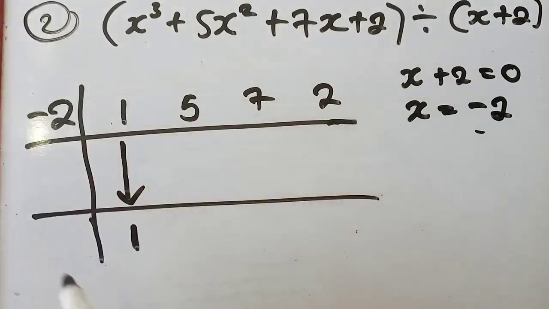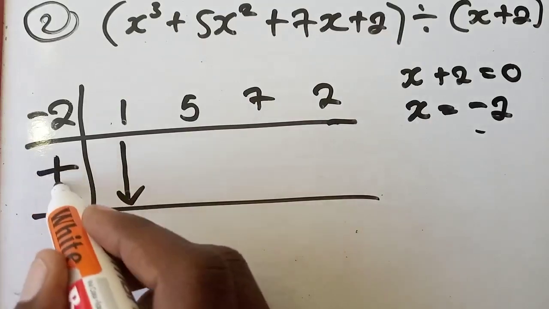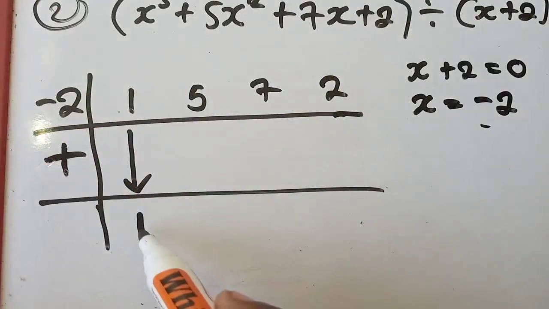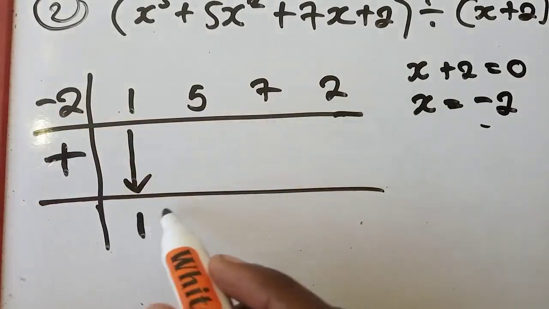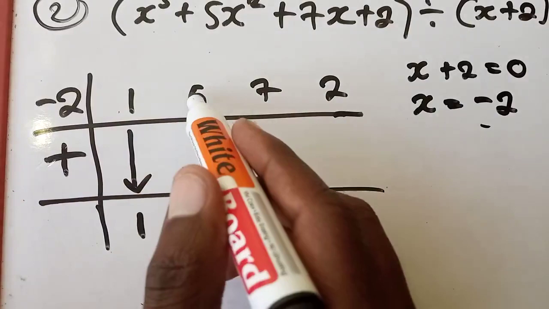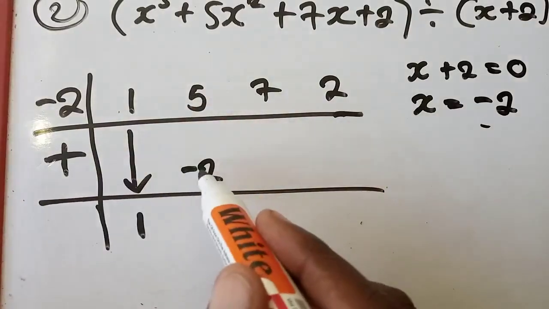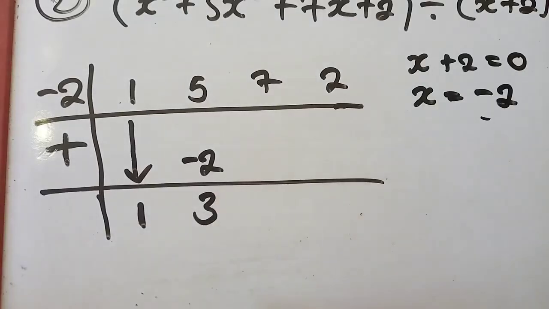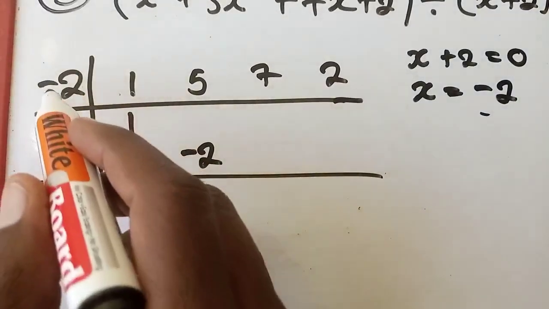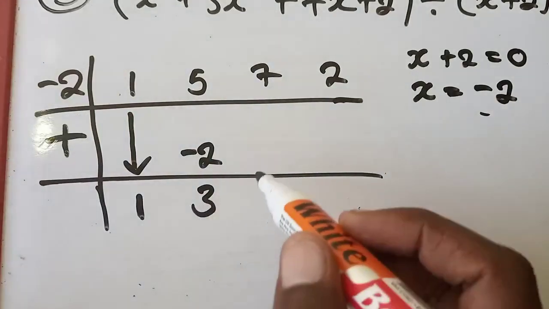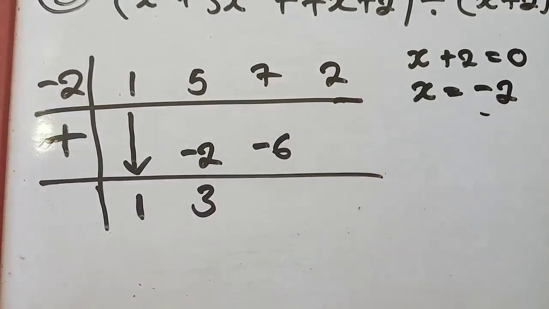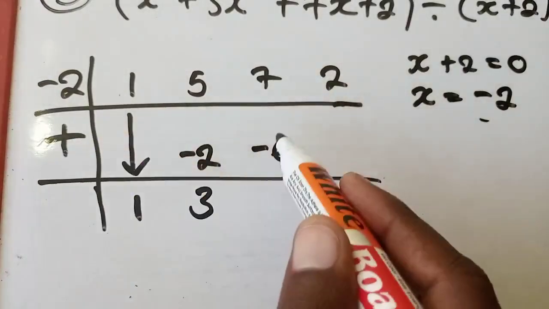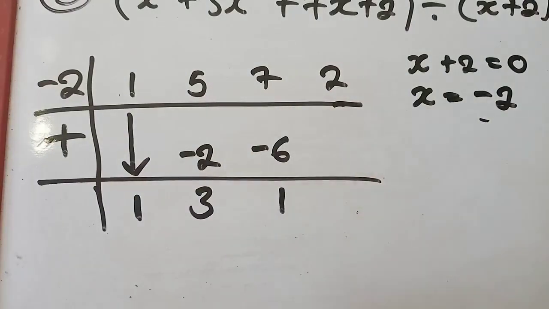So here I said that it is to add. So when you multiply negative 2 by 1, it is negative 2. Then here you are adding 5 plus negative 2, and you find that your answer is positive 3. Then negative 2 multiplied by positive 3, you find that the answer is negative 6. So 7 plus negative 6, you're going to find that your answer is 1.